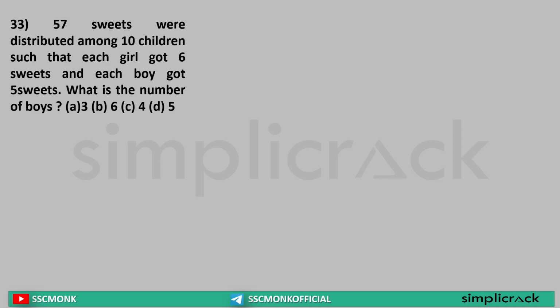Next, 57 sweets were distributed among 10 children, such that each girl got 6 sweets, each boy got 5 sweets. Clear? Yes. What is the number of boys? Now if all these children are girls and each girl got 6 sweets, so total sweets would be 60. This is for girls. Sir, if all are boys, so 5 sweets for all 10 boys, so total sweets 50. But the actual number of sweets distributed is 57.